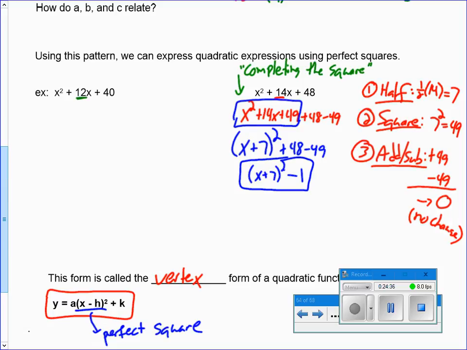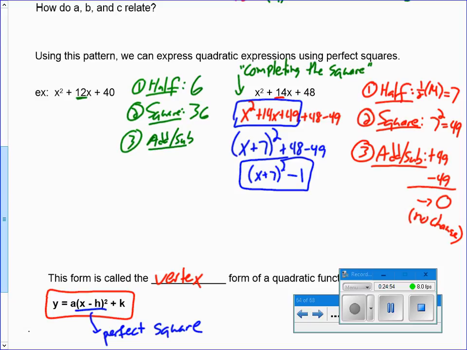First step is going to be half. So I take half of 12, and that's going to give me 6. The second step is square. I'm going to square 6, that's going to make 36. And my last step will be to add and subtract that same number on both sides. I know if I do that, I'll have 0. So I have x squared plus 12x plus 36 plus 40 minus 36.